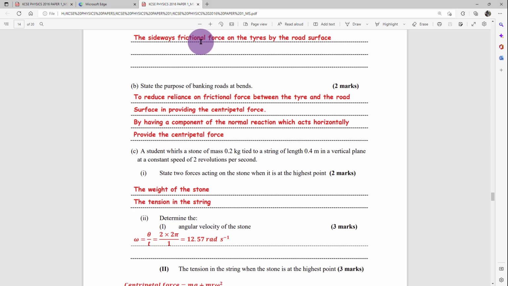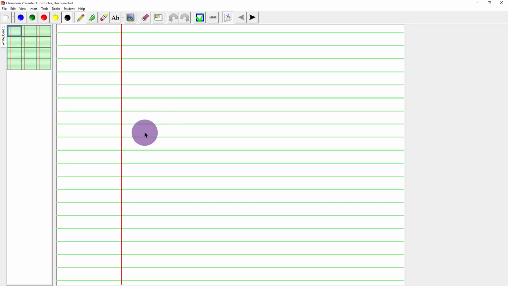In such a case, the car is going to skid and probably there will be an accident. So in order to avoid reliance on the sideways friction force between the tire and the road providing the centripetal force, we bank the roads. Let me just explain this using this sketch here. This is the angle of banking of the road.